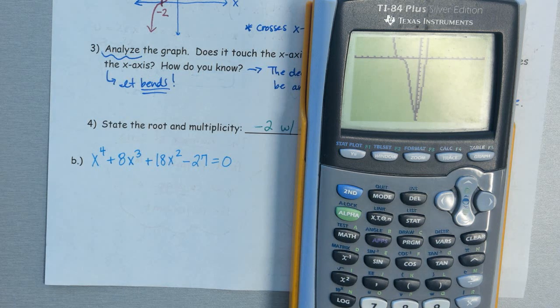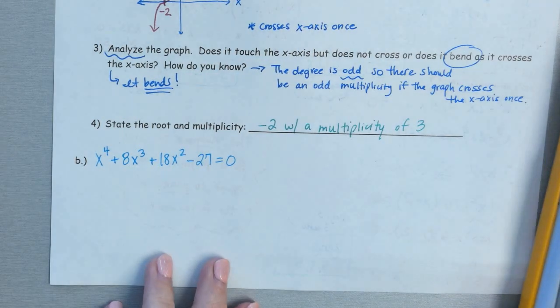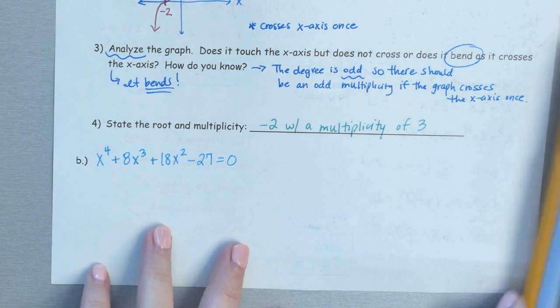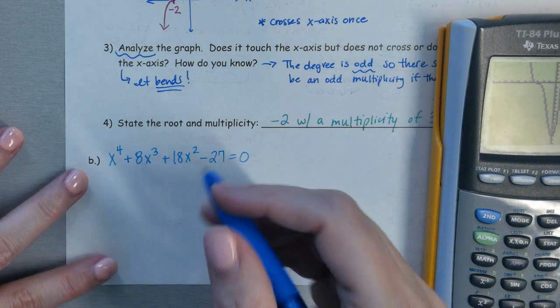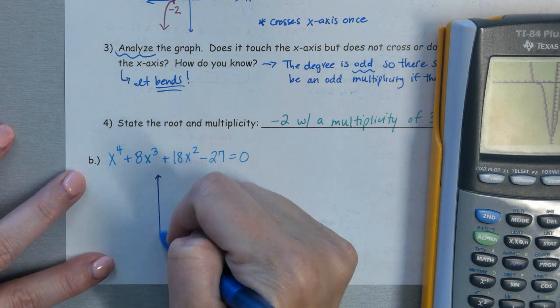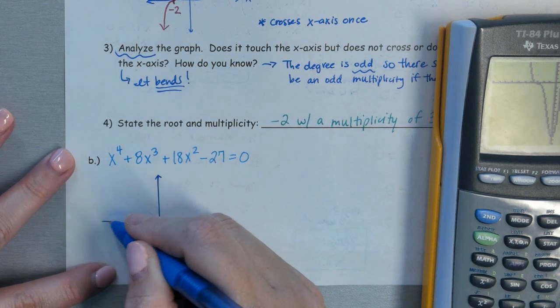Okay. Now, when you're looking at mine, it looks kind of jagged, right? The graph is not really jagged, but why does it look like that? Yeah, it's the pixels on the calculator. And if you have one of the flat back calculators, you'll see that yours looks smoother than mine does.